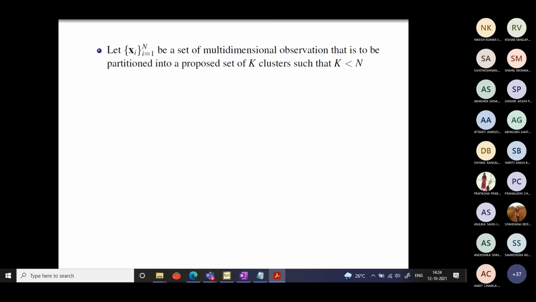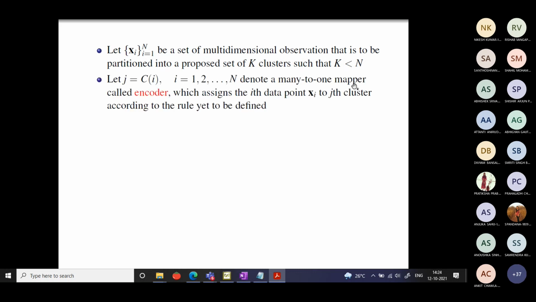So for this, let's say that n data points are there, and X may be, of course, a set of multidimensional observations. When I say a set of multidimensional observations, each and every data point is m dimensional, or whatever L dimensional, and that is to be partitioned into a proposed set of K clusters. So K you somehow define, or you get some idea based on the plot what could be the value of K, and of course this K will be less than the total number of data points.